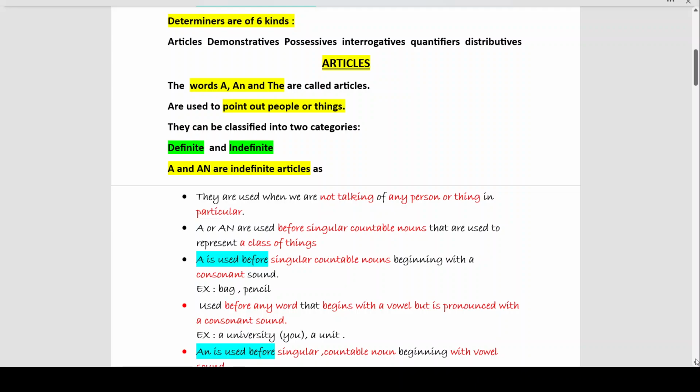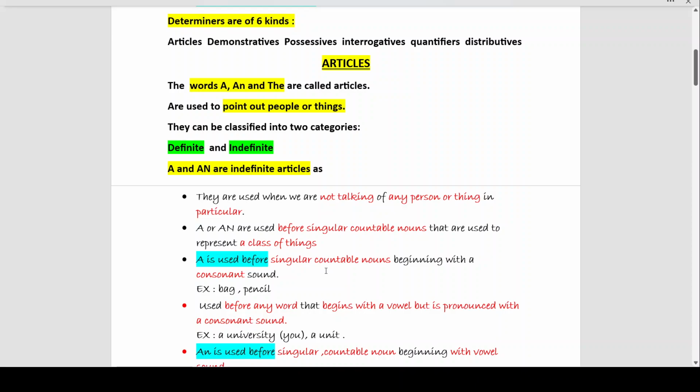What do you mean by indefinite? Indefinite means not pointing out to anything particular. In general, a and an are used when we are not talking of any person or thing in particular. A and an are used before singular countable nouns that are used to represent a class of things. Now, a is used before singular countable nouns beginning with a consonant sound. Can you see, for example, bag? Now, bag is single. I can count the bag. Therefore, bag is a singular countable noun and it is beginning with a consonant sound.